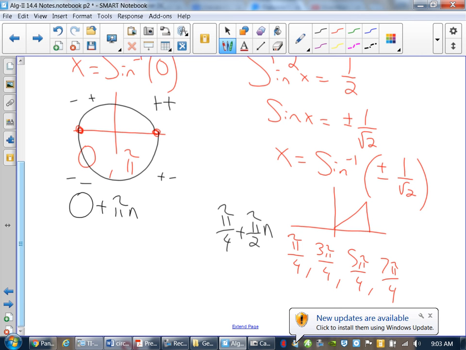Wait, how do you know that it goes in all 4 quadrants? I had that plus minus. Anytime you see a plus minus, when you take a square root, you're going to hit all 4 quadrants. Okay, because when you take the square root, you have to do plus minus, and then you're just using reference angles. Okay.